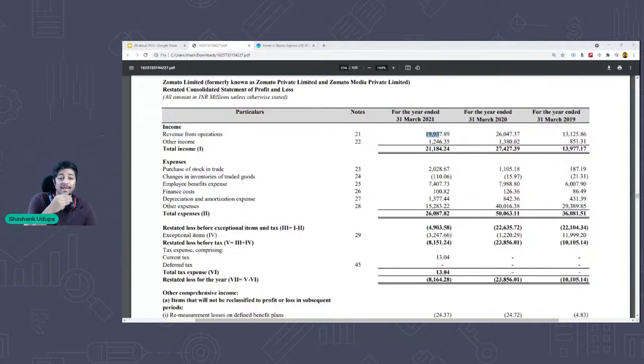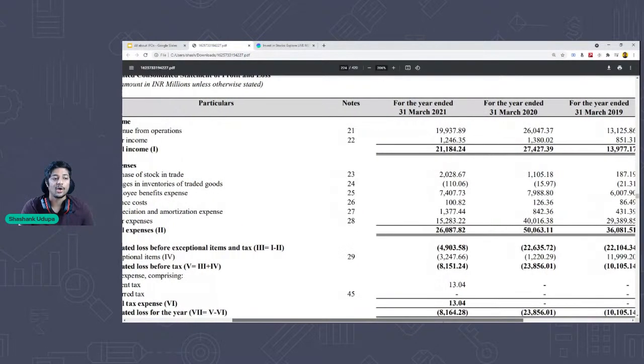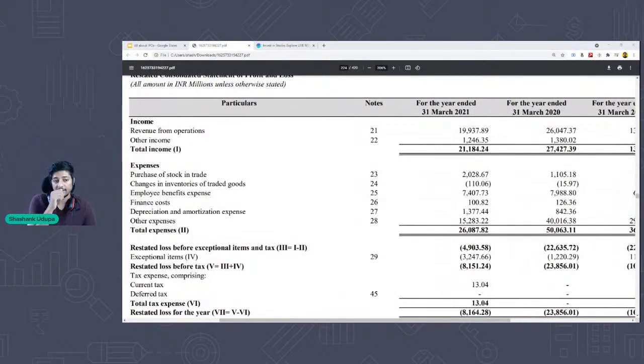Now, by the way, for all the people who joined slightly late, I am currently doing the RHP. The RHP is the Red Herring Prospectus. I'm doing the RHP of Zomato India, right? So we're doing Zomato, which recently came out with an IPO. I'm doing the RHP analysis for this.